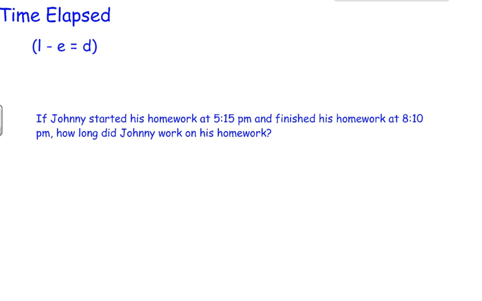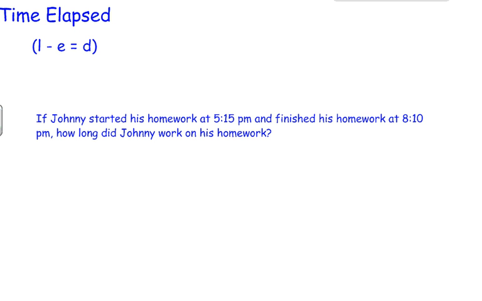The other idea we want to look at is the idea of time elapsed problems. Now we've done some of these already, and we have the formula where L minus E equals D. So the later minus the earlier equals a difference. And so let's go ahead and set up this problem. It says if Johnny started his homework at 5:15 p.m. and finished his homework at 8:10 p.m., how long did Johnny work on his homework?